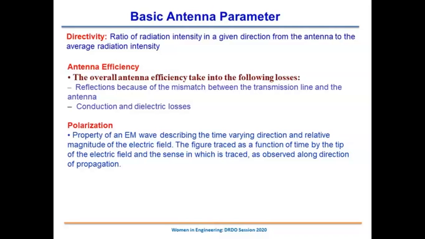For example, in some meteorological applications, weather radars and all, they use circular polarization, where the electric field vector is moving in a circular fashion in space. That is basically to remove the clutter due to rain and all. So that is how a particular polarization is chosen, and polarization plays a very important role in antennas.